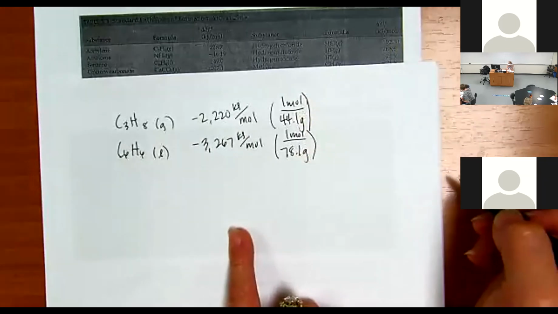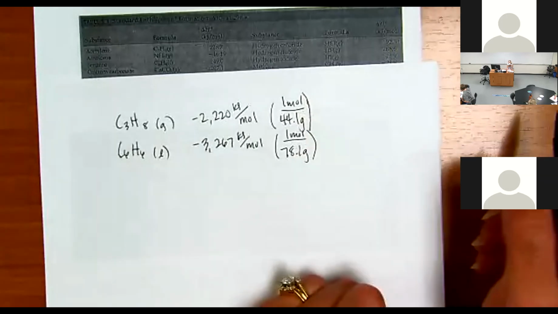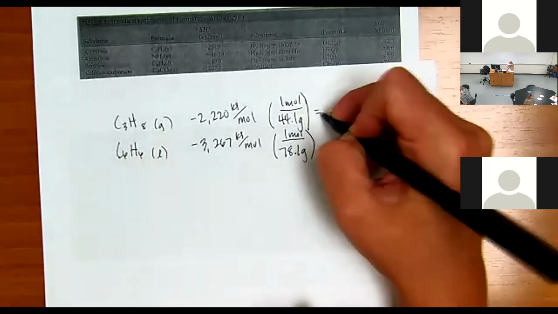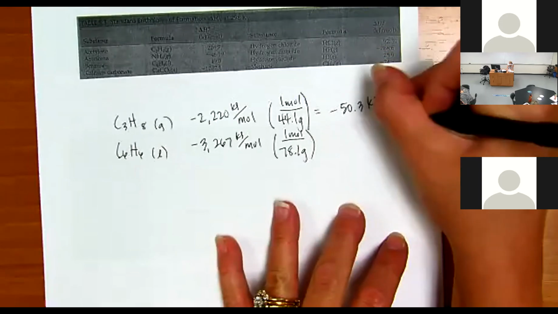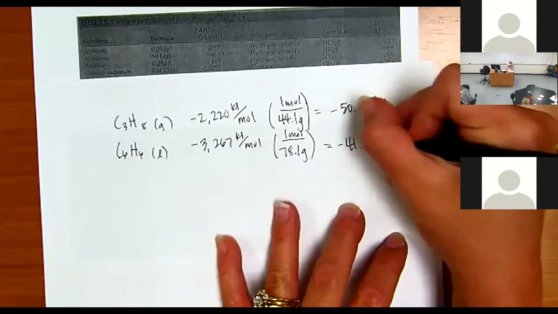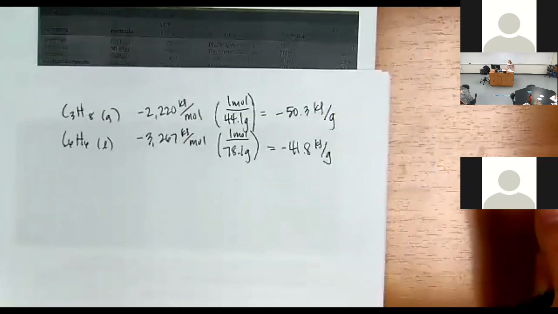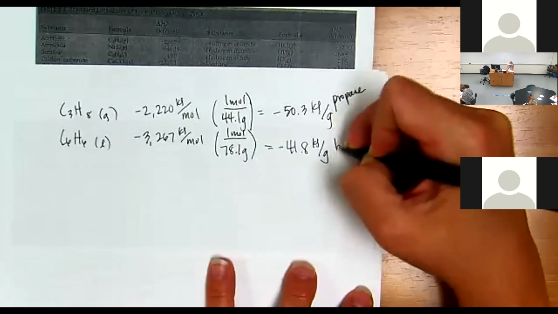So the moles should cancel. You can get kilojoules per gram, so the amount of energy for the amount of fuel. And this is going to be negative 50.3 kilojoules per gram for propane. And this is going to be negative 41.8 kilojoules per gram for benzene. So this is for propane. This is for benzene.